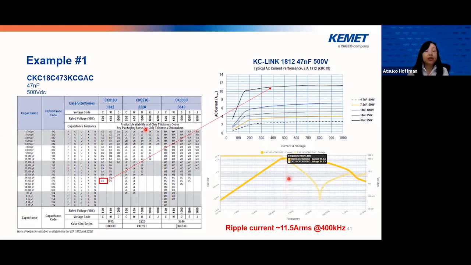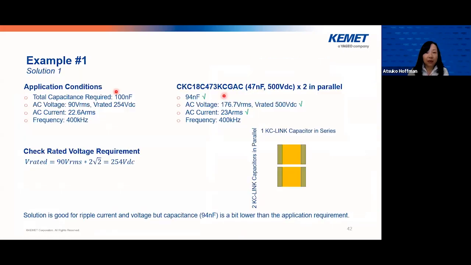So you're using two 47 nanofarad parts in parallel here. So the total capacitance is 94 nanofarad, and the voltage rating is 500 volts. So it's good. If you're using two capacitors, the ripple current will double. So the total ripple current capability is 23 amp RMS here.